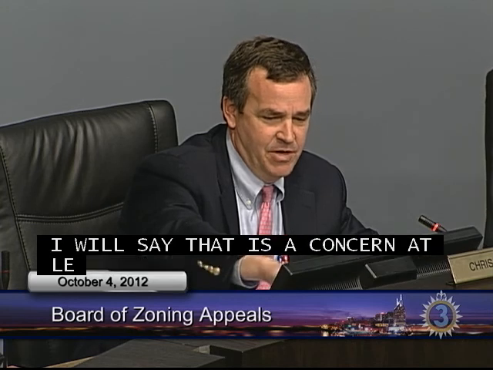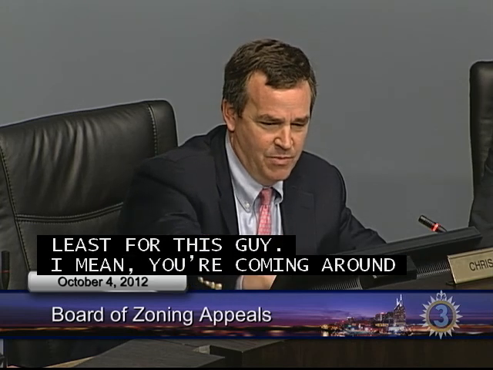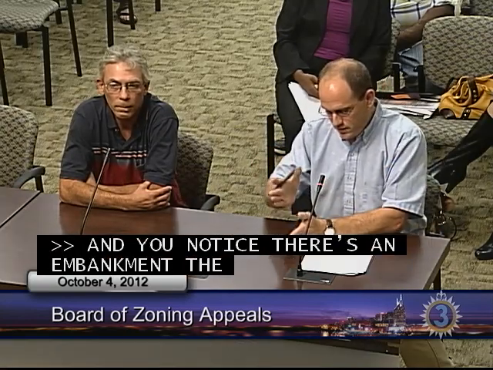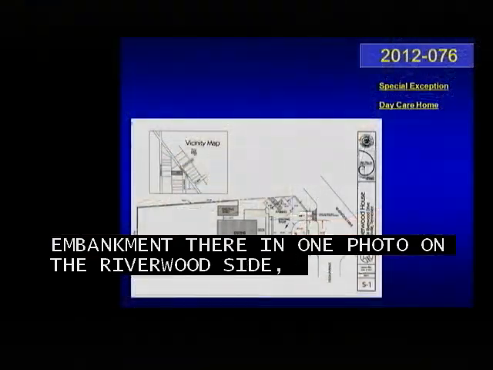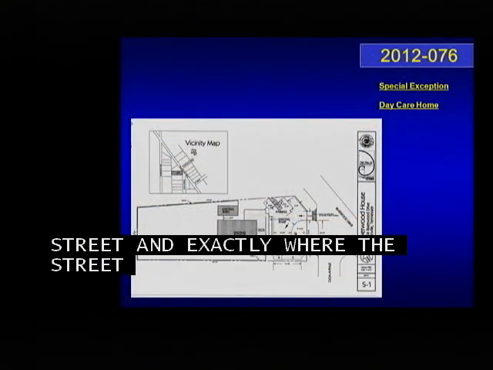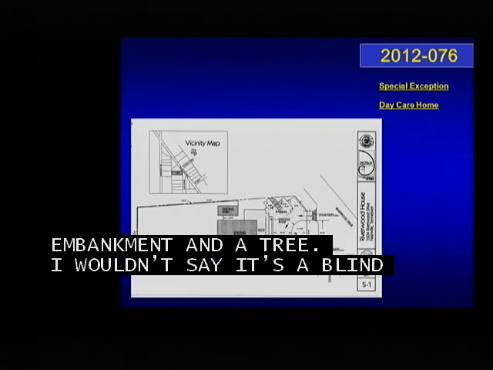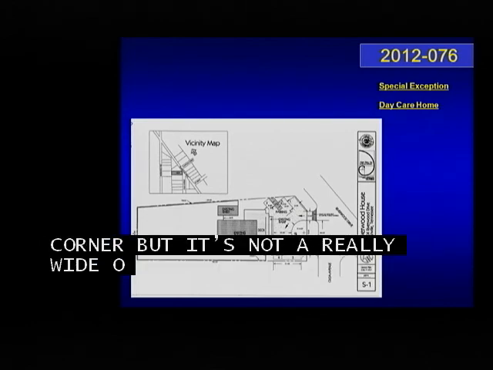You're coming around that corner right where people are going to be pulling in. And you notice even there's an embankment there in the one photo on the Riverwood side. There's the street, and exactly where the street stopped, there's maybe a 2-foot embankment, and there's a tree, so I wouldn't say it's a blind corner, but it's not a really wide open area as it is on the opposite side of the intersection. So you could be coming around the corner, go to turn on to Olga, and bam, there's something there you may not have seen before you made the turn.